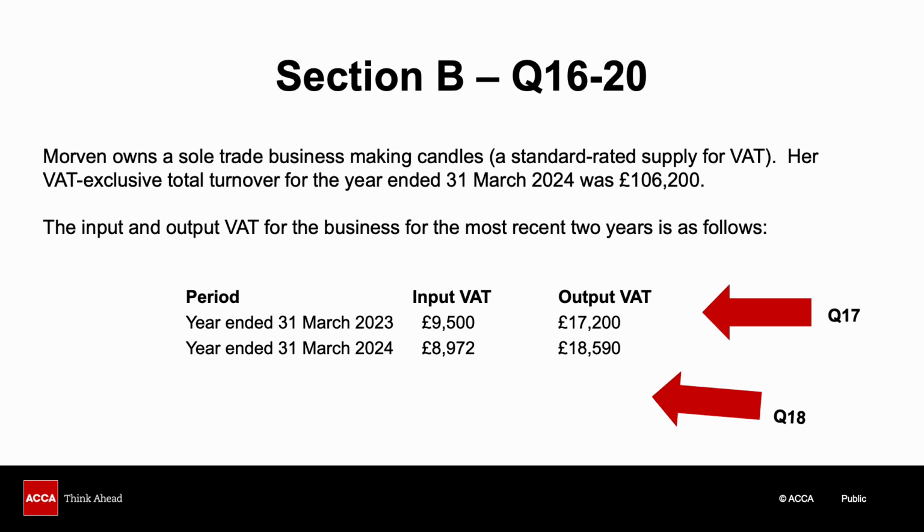Section B, questions 16 to 20 were around an individual called Marvin who runs a sole trade business and is registered for VAT. We're given information about our VAT exclusive total turnover for the year ended March 24 and also the amounts of input VAT and output VAT on her inputs and outputs, her purchases and her supplies for the most recent 2 years. The information provided there in the table with input VAT and output VAT are going to be useful for questions 17 and 18.